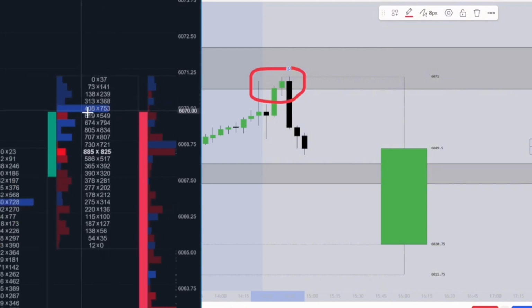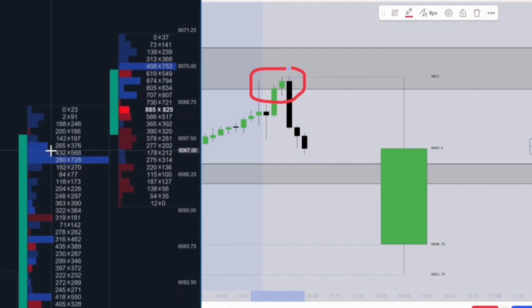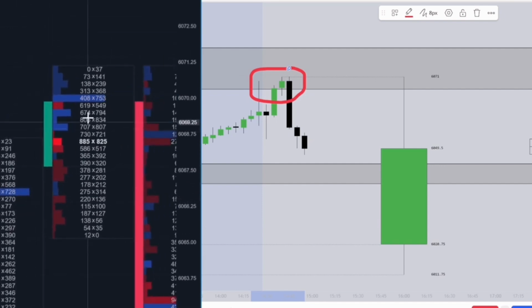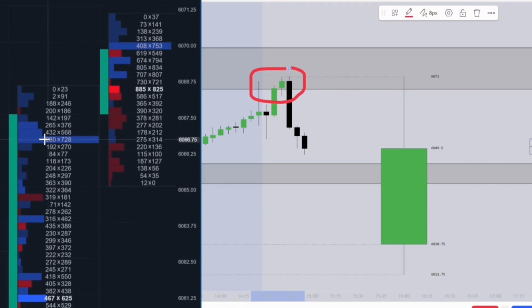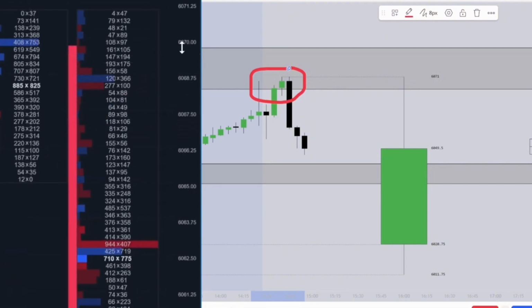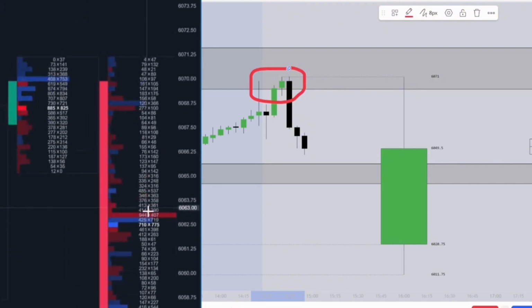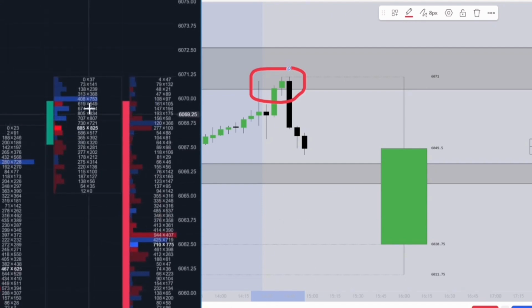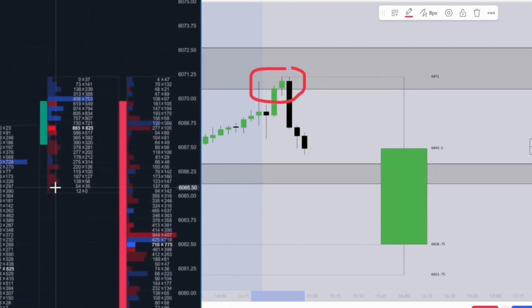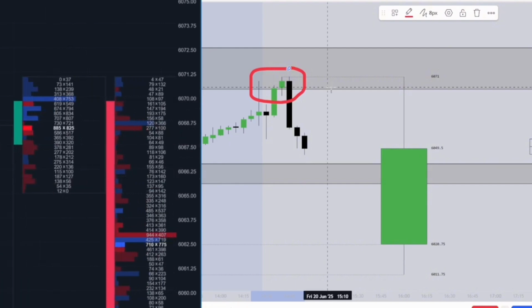So we also see that over here. So we see 280 for 728. That's roughly a 3x difference. We see 408 for 753. That's just under a 2x difference. So we're seeing a significant amount of buying volume before a huge seller enters the market over here. So what happened to the buyers here, and also here? What was going on with those buyers? Those buyers essentially failed to drive the price higher.